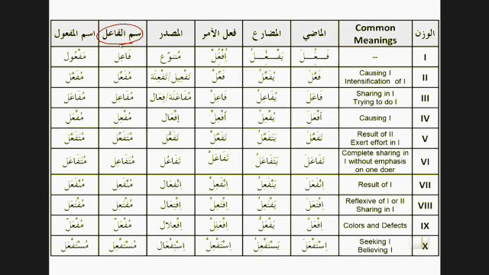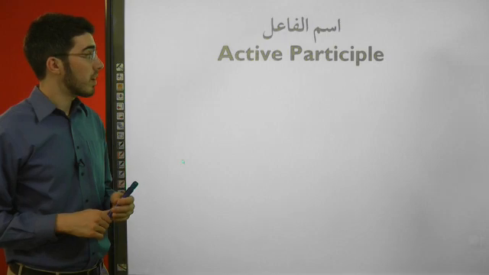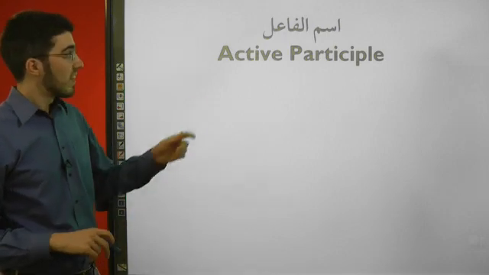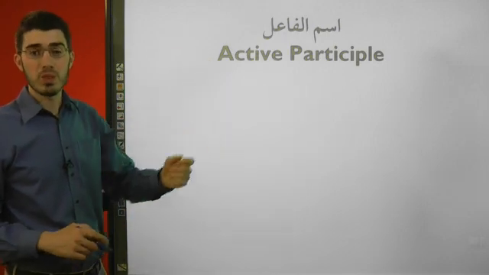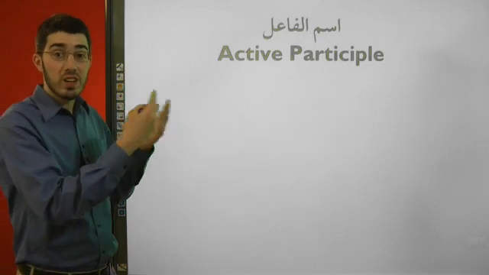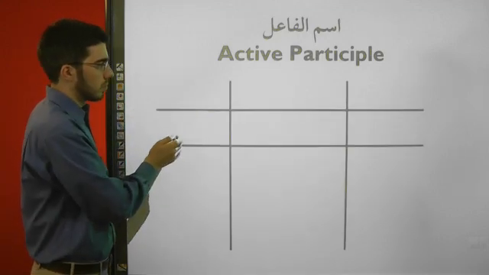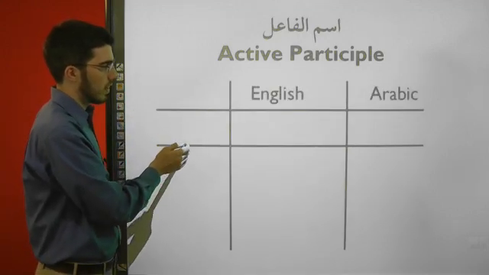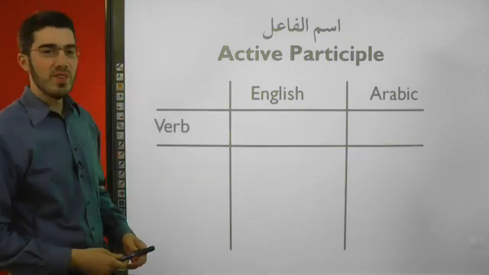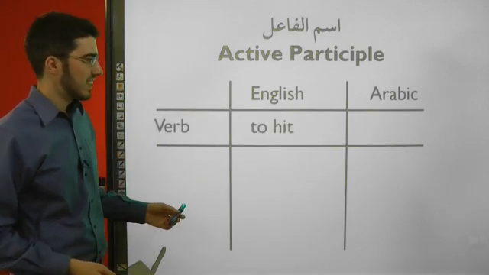Well, the phrase ism al-fa'al is often translated by grammarians as the active participle. That is to say, someone who does the meaning of the roots. To make a comparison with English, it'll be more clear. Let's put a table here. I'll put English in the middle and Arabic on the right. And put the verb here. We often pick the verb to hit because it's nice and clear. So I have to hit there.